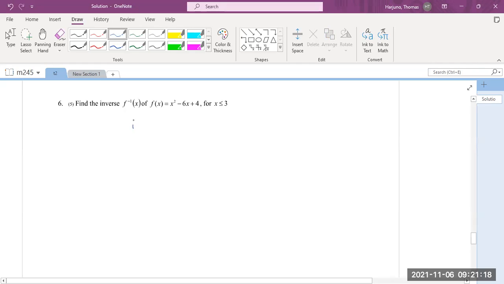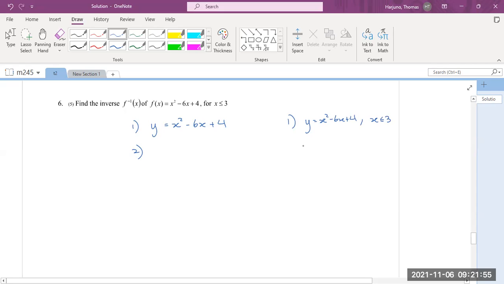So step 1, y equals x squared minus 6x plus 4. Step 2. Actually, if we can make this into a completed square, that would be better. That's just another method, so let me do that other method first. y equals x squared minus 6x plus 4, where x is less than or equal to 3.